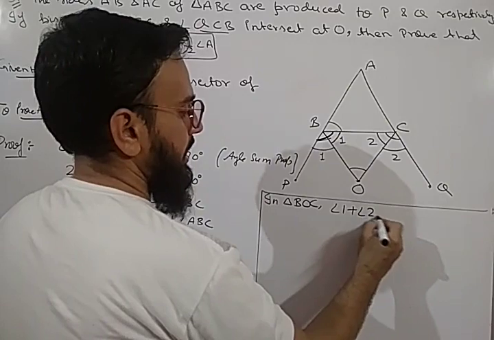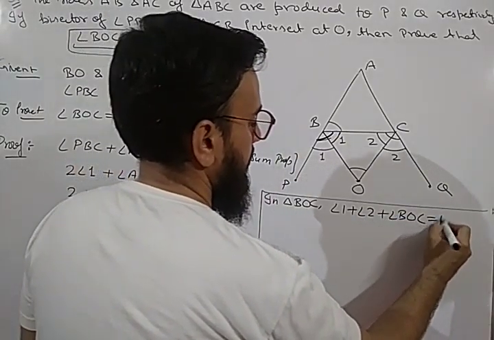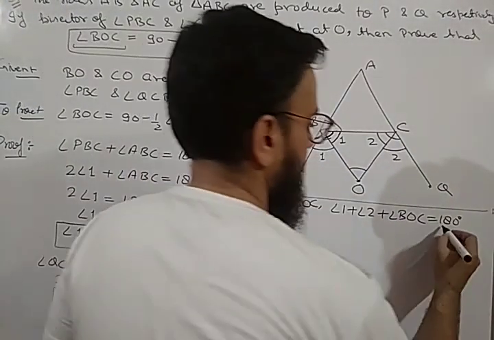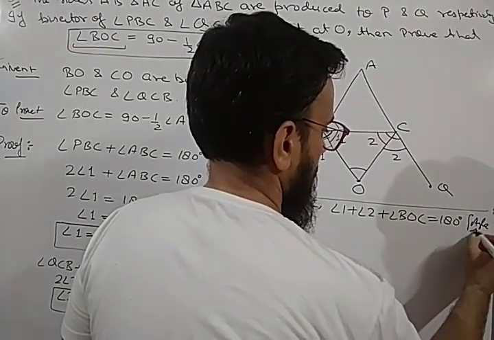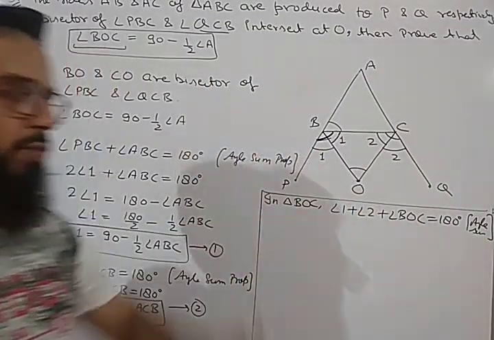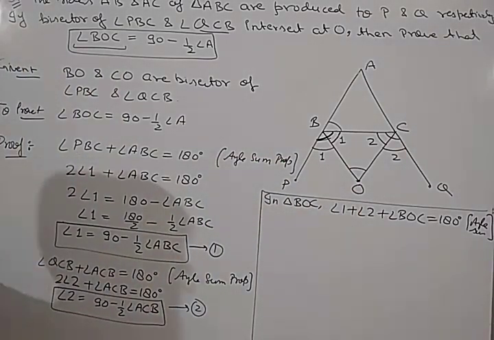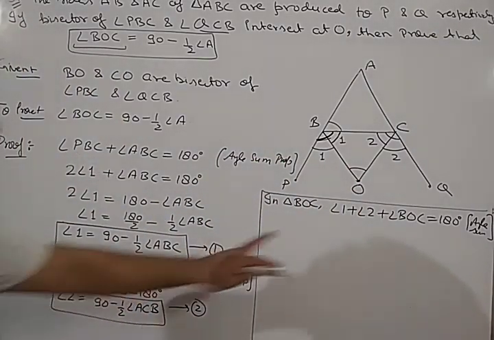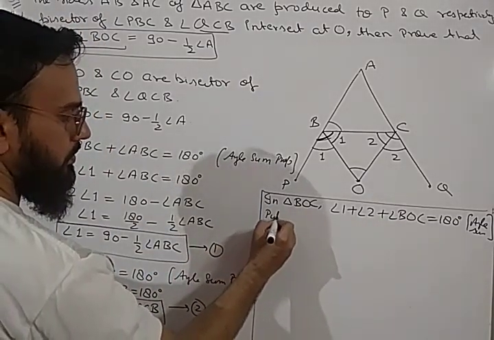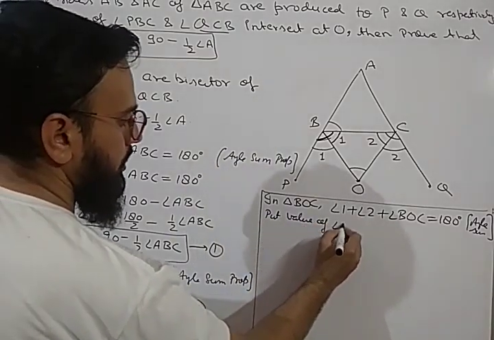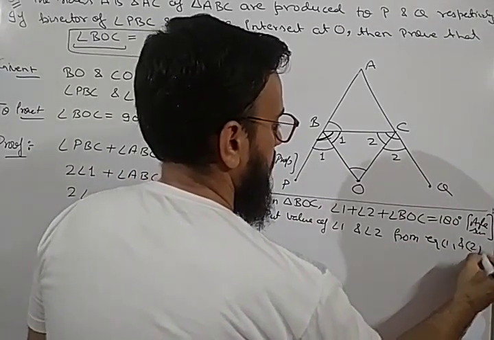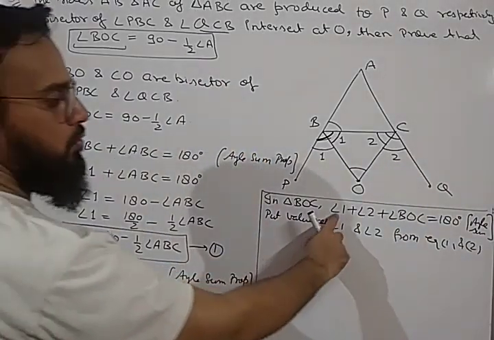Angle 1 plus angle 2 plus angle BOC will be equal to 180 degrees by angle sum property of the triangle. Okay. Now if we put the values of angle 1 and angle 2 in this equation, from equation 1 and 2, we are putting the values of angle 1 and angle 2.